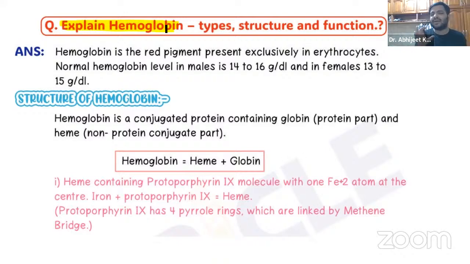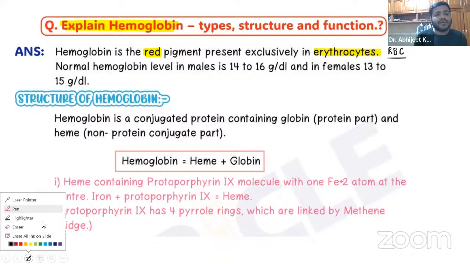So let us just start with the basic definition of the hemoglobin. Now, something which you know from class 11 or 12, guys, right? That hemoglobin is the red pigment, guys. It is the red pigment, and it is exclusively found in the erythrocytes. Now, when I say erythrocytes, guys, you already know I'm talking about the RBCs, right? The red blood corpuscles.